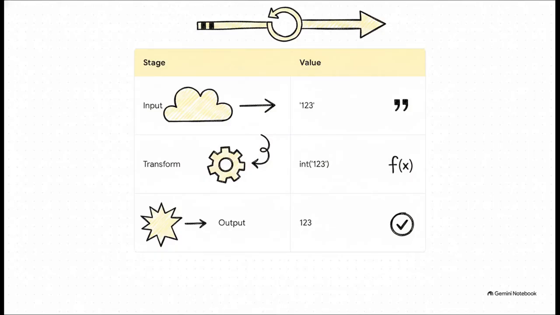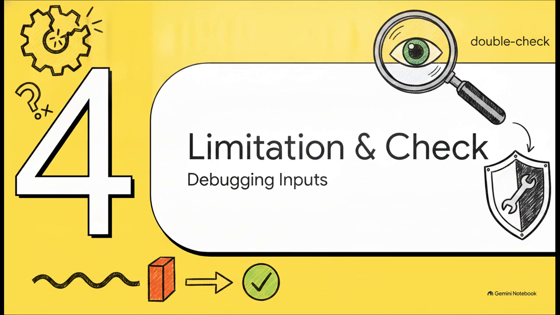Let's map that exact example from the Python documentation right onto our pipeline. Looking at stage 2, our input is the string "123" wrapped in quotes. Stage 3 is our transformation step, where we apply the int function directly to that string. And then stage 4 shows our expected output, the clean numeric integer 123 with no quotes at all. We've successfully taken raw text and transformed it into a math-ready integer. Boom.